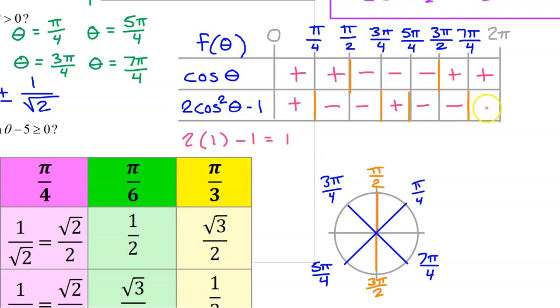And the last interval should be the same as the first interval, because plugging in 0 will give us the same answer as plugging in 2 pi. So we got a positive before, we're going to get a positive right now.